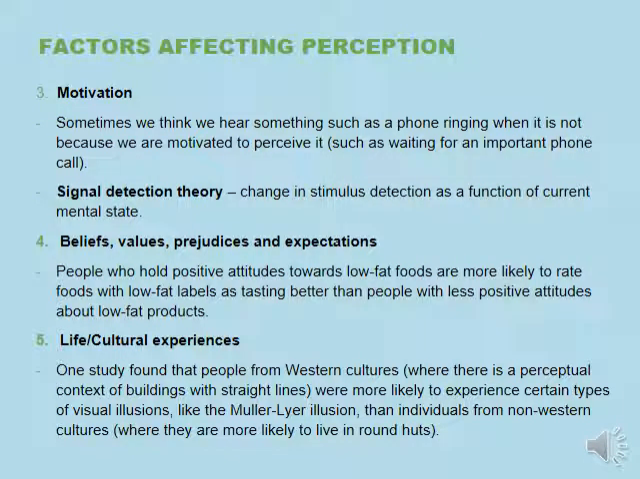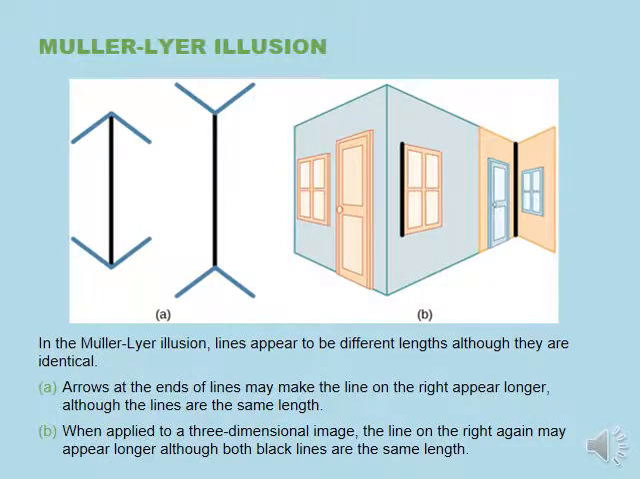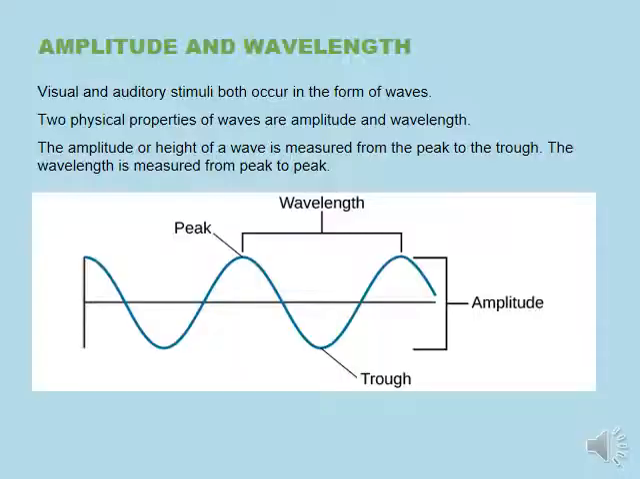Alrighty, so factors affecting perception. Again, motivation. What is motivation? This is the Mueller-Lyer illusion. In the Mueller-Lyer illusion, lines appear to be different lengths, although they are identical.